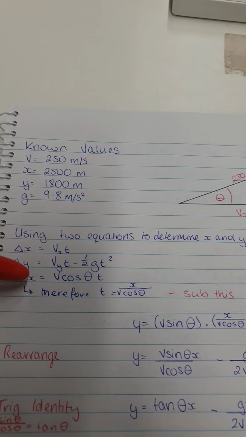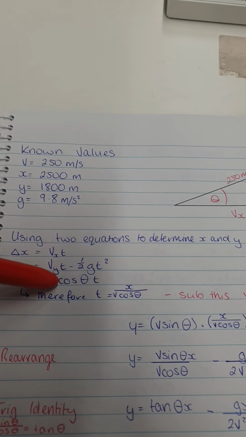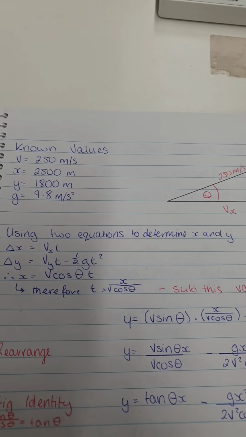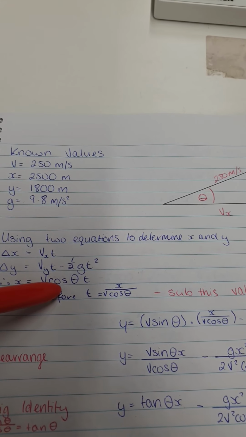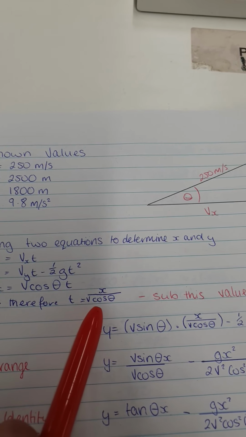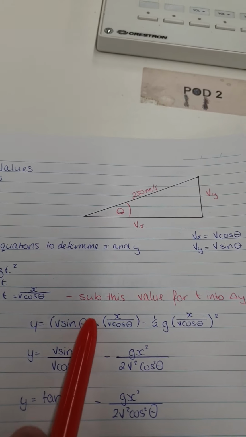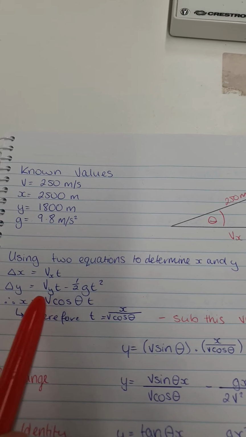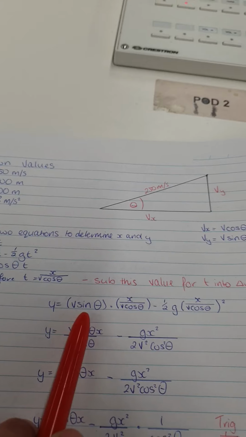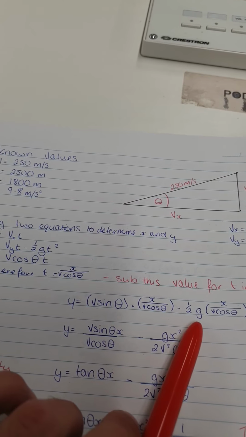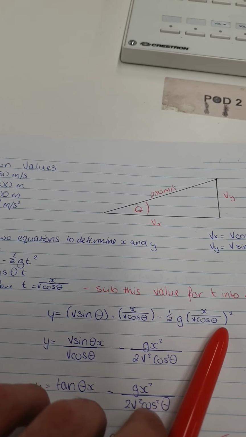So x gives us our velocity multiplied by the cosine theta. That's this one up here. And then for our t, because we haven't been given our time, we can rearrange this equation to give us distance x divided by initial velocity multiplied by the cosine theta. And I'm going to sub this value into t for our delta y equation just there. So that's this one here. We've got our velocity in the y direction multiplied by time minus half gravity multiplied by time squared.